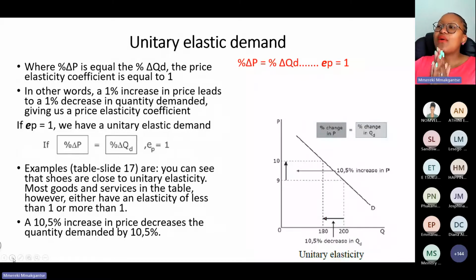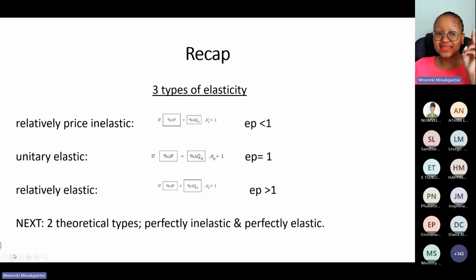decreases the quantity demanded by 29%. Now we are looking at unitary elastic demand. When our U and P are the same, we have unitary elastic demand. This is the graph. It means that if the price of a shoe were to increase by 10.5%, there's a chance that quantity demanded will decrease by that much. This is a recap.